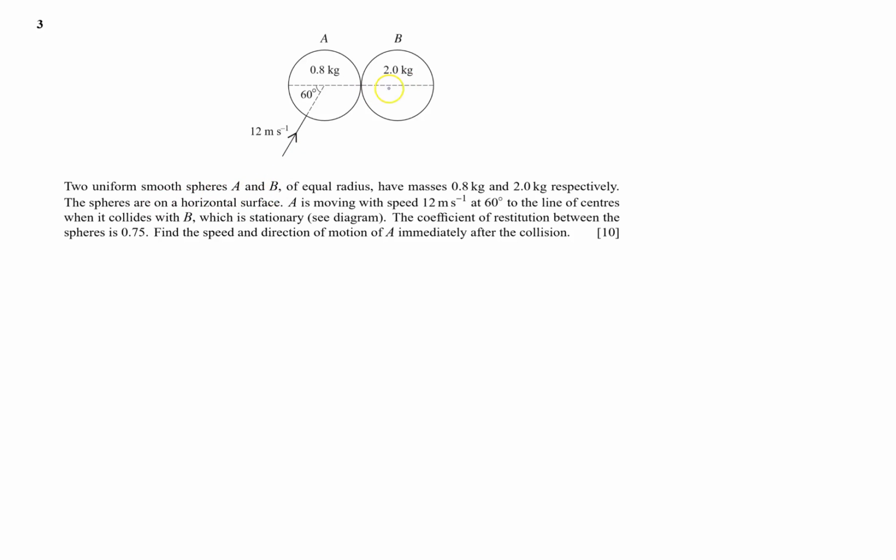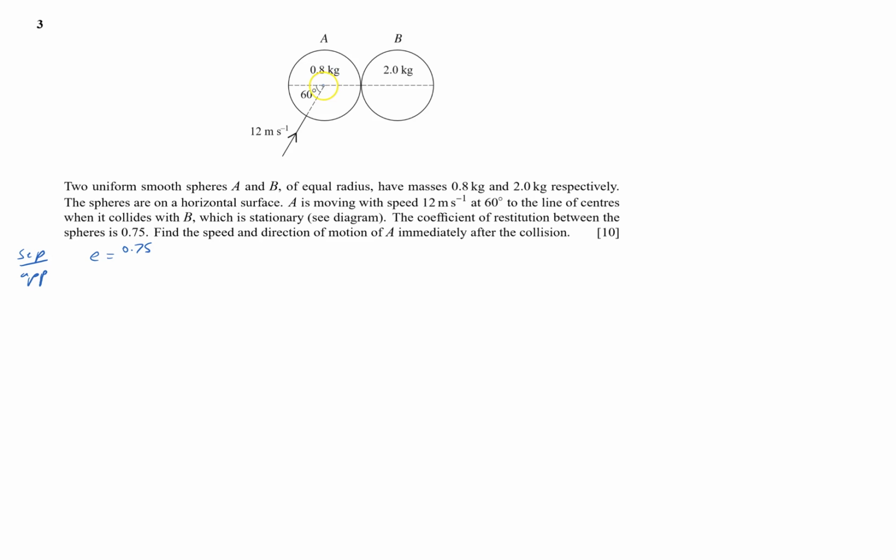Okay, so two uniform spheres, mass is given, horizontal surface, A is moving as it says. Then comes B, which is stationary. Coefficient of restitution between the spheres is 0.75, so E, which is separation speed over approach speed, is 0.75. I'll write that down as well: separation over approach. Find the speed and direction of motion of A immediately after the collision.